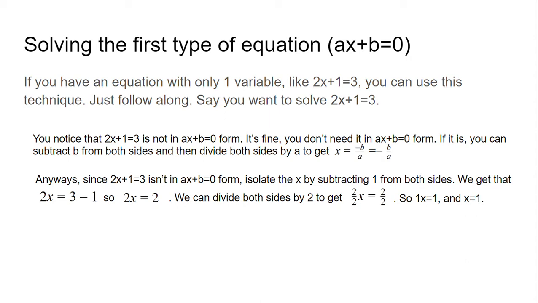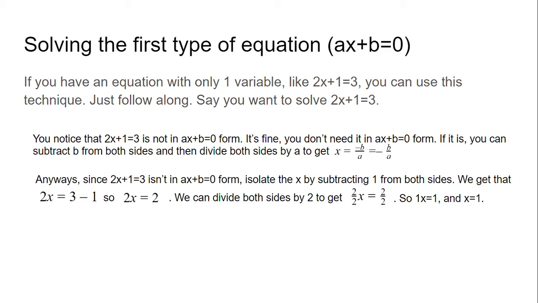If you have an equation with only one variable, like 2x plus 1 equals 3, you can use this method. Just follow along. You notice that 2x plus 1 equals 3 is not in ax plus b equals 0 form. You don't really need it in that form, so it's fine. If it is, just subtract b from both sides and then divide both sides by a to get x equals negative b over a.